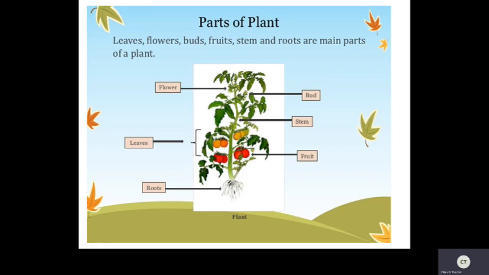Okay, children? So today let us see the parts of plant. That is roots, stem, leaves, branches, flower, bud, fruits. So I hope everyone knows about the parts of the plant. Okay, children? You can observe any plant and you can describe the roots, stems, leaves, flowers. Just go out and observe it. Okay, children? Now let us continue the class.